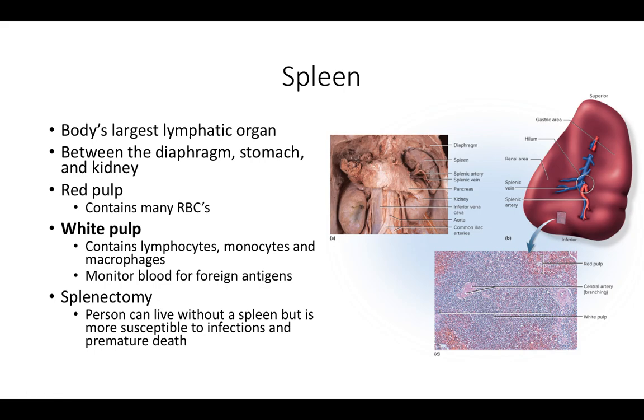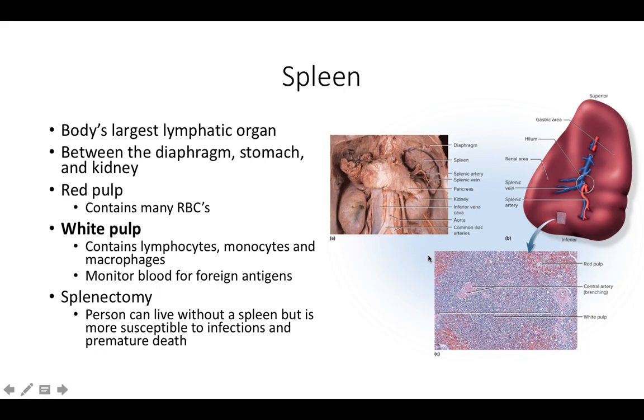It's made up of red pulp and white pulp. So red pulp is red. You see it down here in this tissue, just because it contains so many red blood cells. But the white pulp is all this stuff in here, and it contains lymphocytes, monocytes, and macrophages. So its job is basically, as the blood comes into the spleen through the splenic artery, it's going to monitor that blood for different foreign antigens and act as a filter.